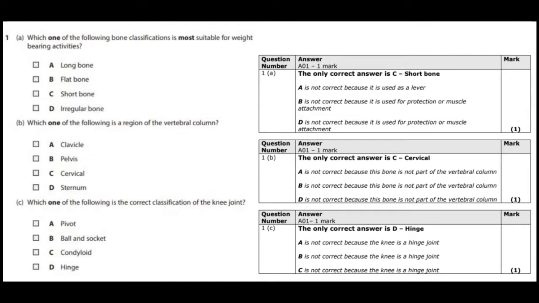C, which one of the following is the correct classification of the knee joint? And you should know, as we've discussed earlier, that a hinge joint is something that opens and closes or allows flexion and extension. So hopefully we know that the answer is D, hinge joint.